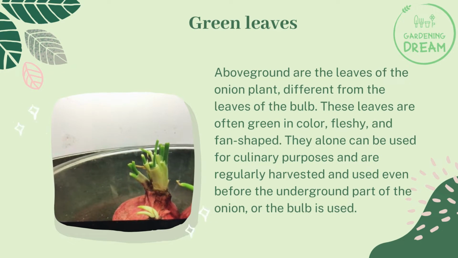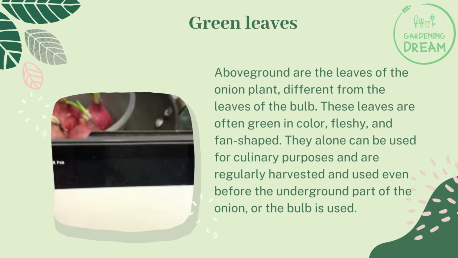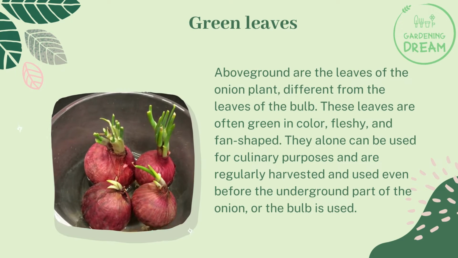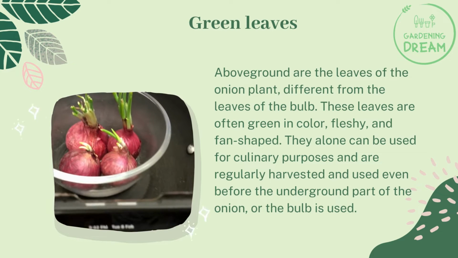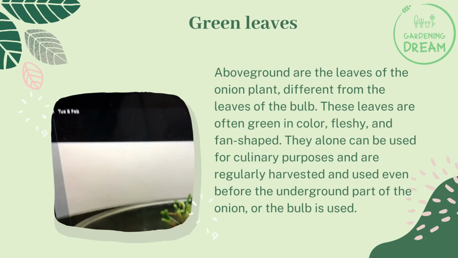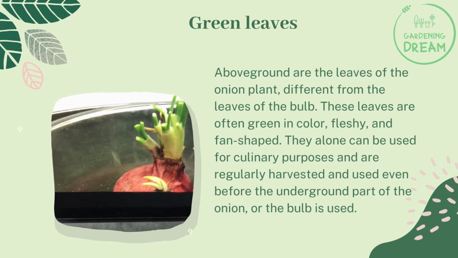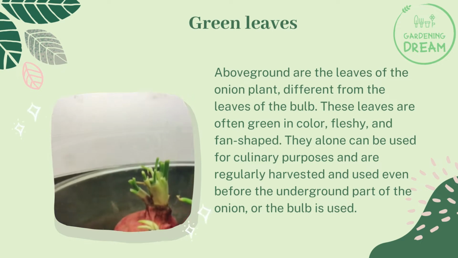Green leaves. Above ground are the leaves of the onion plant, different from the leaves of the bulb. These leaves are often green in color, fleshy, and fan-shaped. They alone can be used for culinary purposes and are regularly harvested and used even before the underground part of the onion, or the bulb, is used.